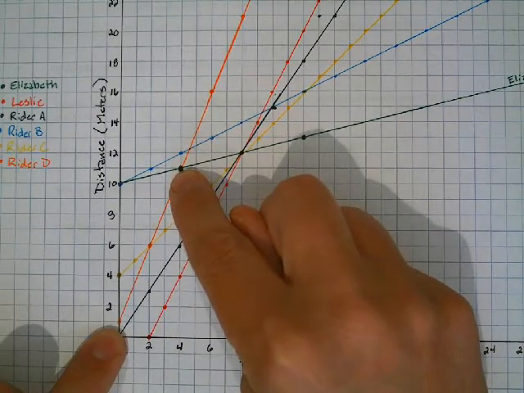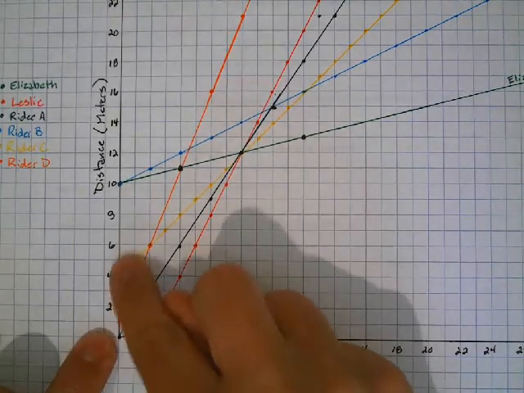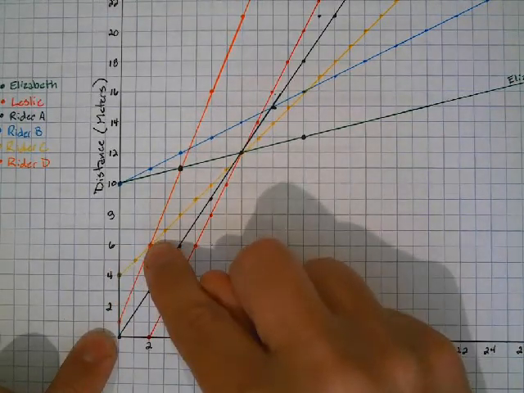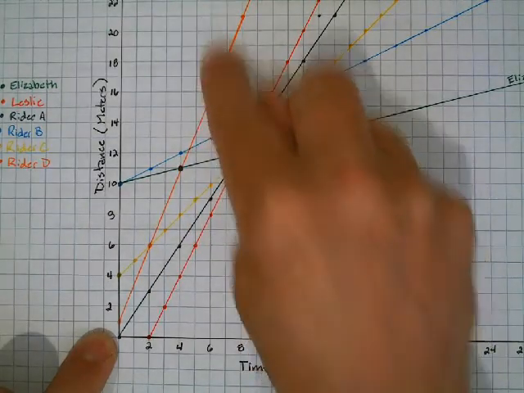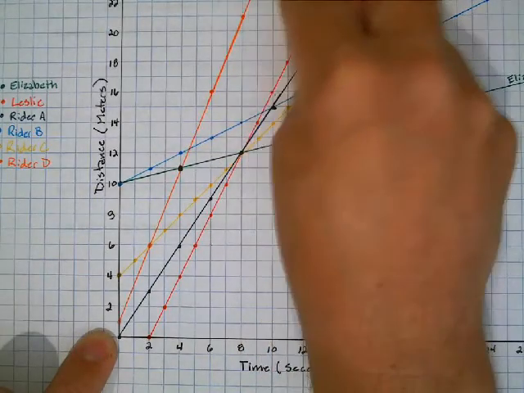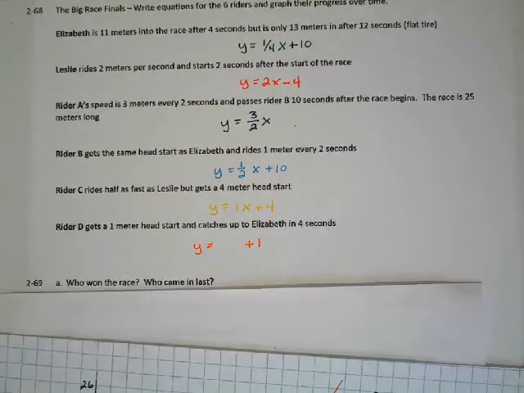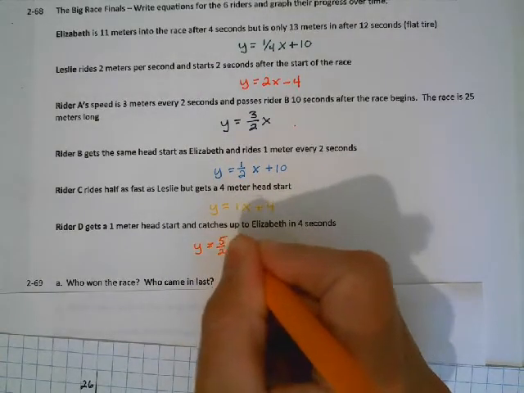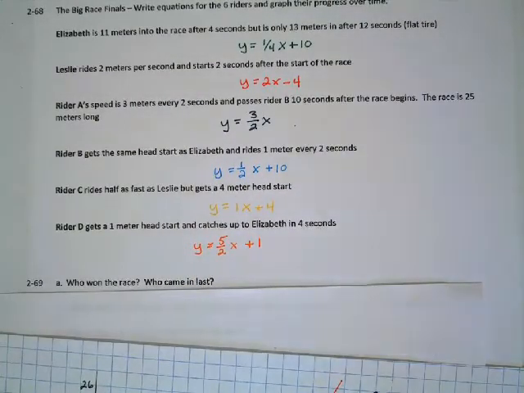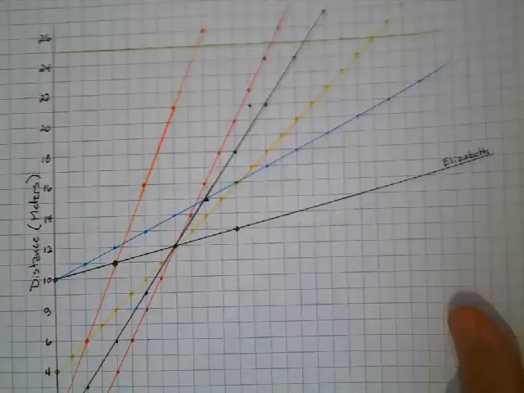10 over 4 reduces to 5 over 2. And we can see that actually works because if I go up 1, 2, 3, 4, 5, and over 2, it's on the line. So up 5 over 2, up 5 over 2, up 5 over 2, I keep on going. So they're going to be 5 over 2 x. All right, so I've got all my equations, and I've got all my graphs.